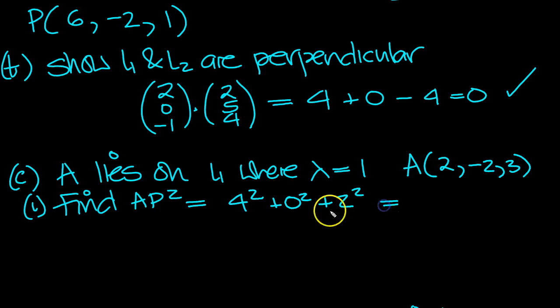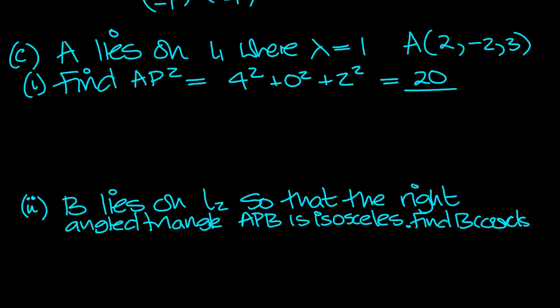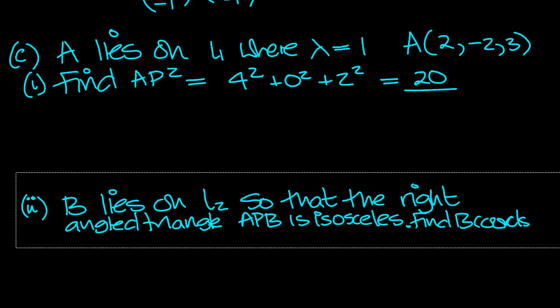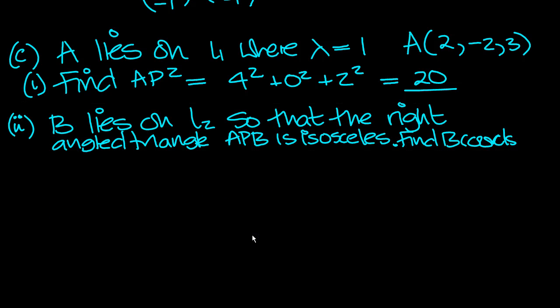So what do we get? We get 20. 16 plus 4 is 20. So AP squared is 20. Now part 2. B lies on L2, so that the right angled triangle APB is isosceles. Find the coordinates of B.